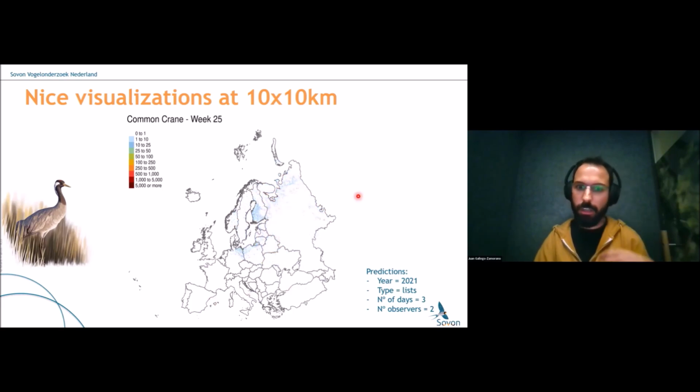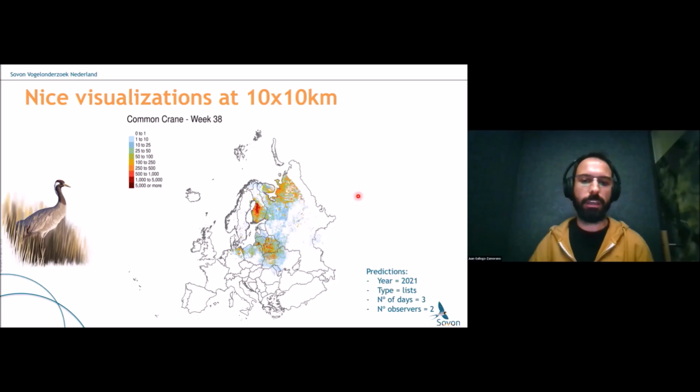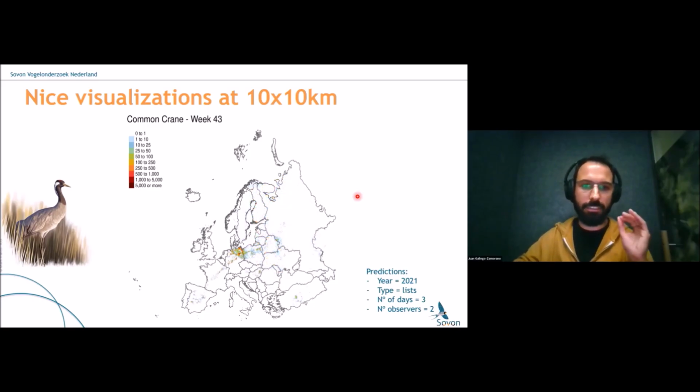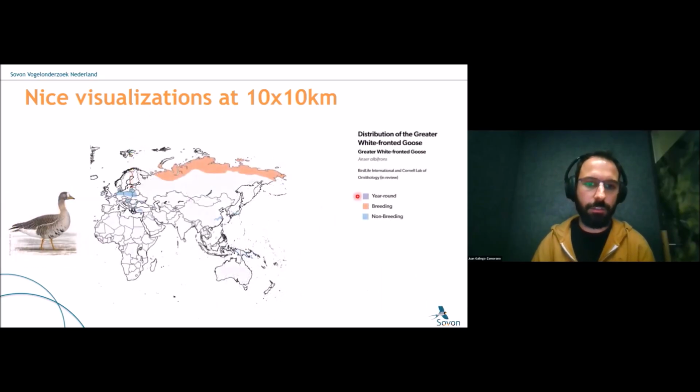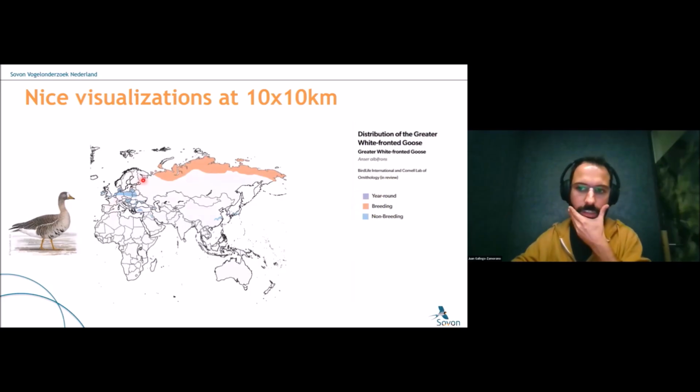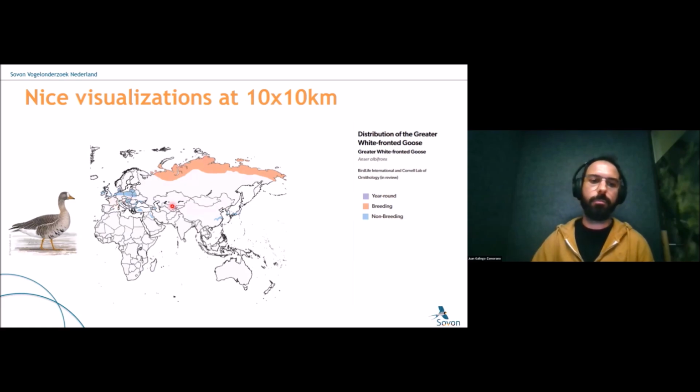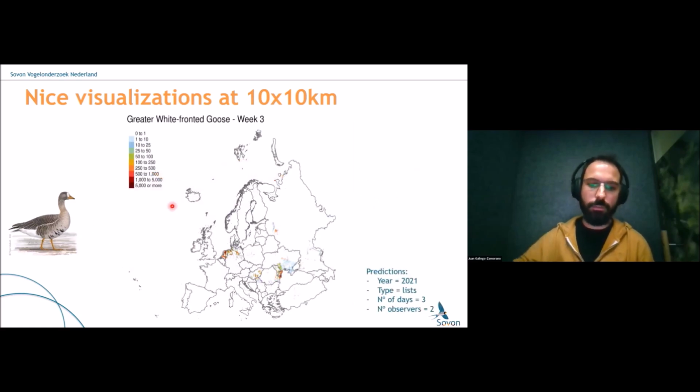So thanks to this modeling and all this data, we can actually quite properly predict where the high numbers of the species are at a certain moment of the year. So we can see the phenology in time. This is similar to species that go out of the range of Europe, like, for example, the greater white-fronted goose. They go all the way to northern Russia to breed, but during winter they stay in North Europe. So that's what we actually see during the winter.